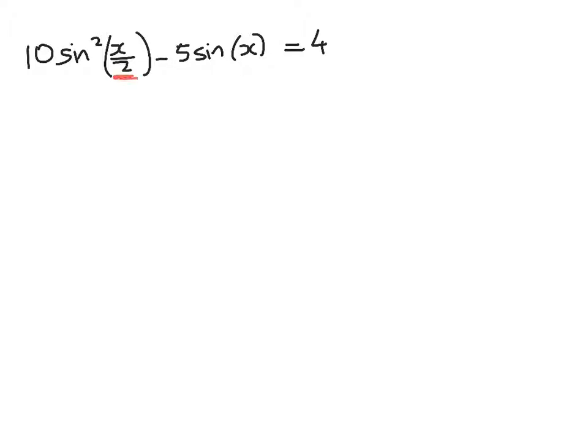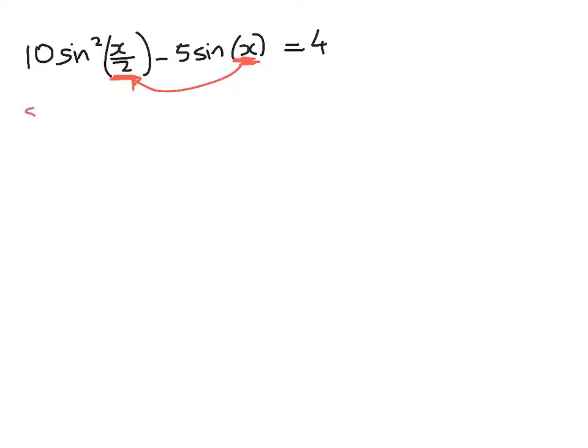All right, so we've got to find the general solution for this. We've got 10 sine squared of x on 2 minus 5 sine x equals 4. So there are a couple of things that I don't like in here. The first is that I've got x on 2 here, and I've got x here. So this x is twice this x on 2.